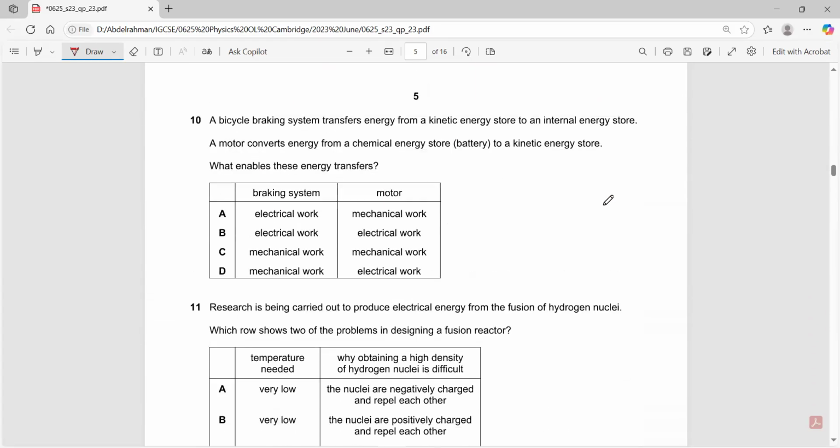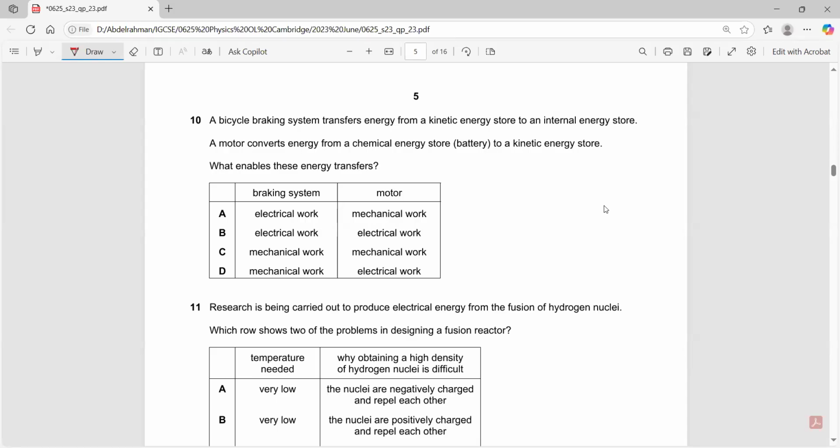A bicycle braking system transfers energy from kinetic to an internal energy store. A motor converts energy from chemical energy to a kinetic energy store. What enables these energy transfers? In the braking system, how can you convert the kinetic to internal energy store? This friction is due to some mechanical work. You only have two options. It's either mechanical or electrical work.